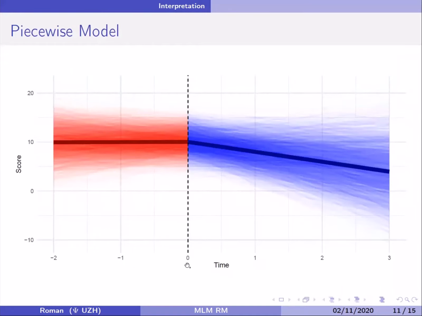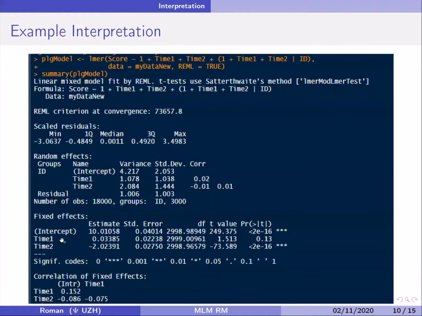Okay, what's that saying? Well, when all of the predictors are 0, and since our predictors are just time, when time is 0, the expected value of score, our dependent variable, is 10. That is the fixed intercept, so that's our average intercept across all people. Now the random intercept is 4.2.